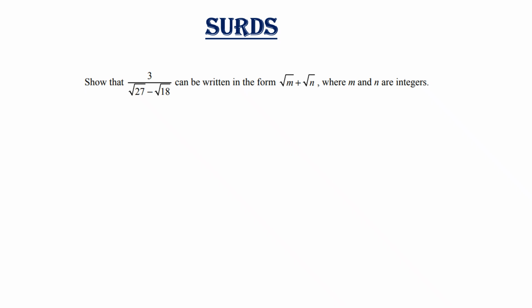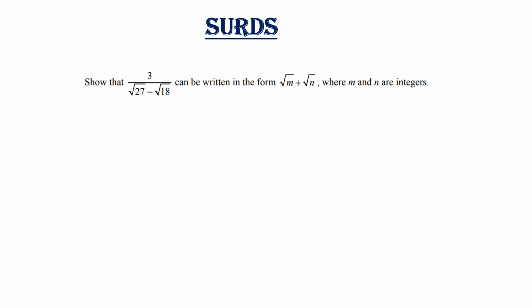Now let's do this question here. Show that 3 divided by root 27 minus root 18 is equal to root m plus root n. Now what I will do is I'll multiply by the conjugate. But first, I'll simplify. So let's keep the 3 in the numerator.